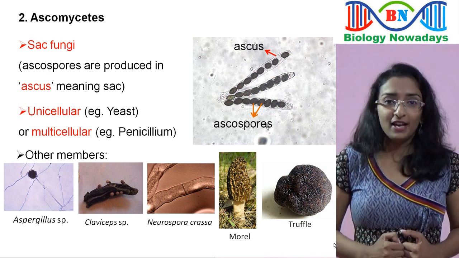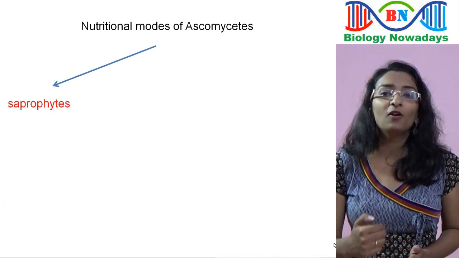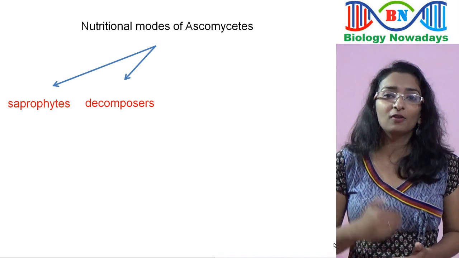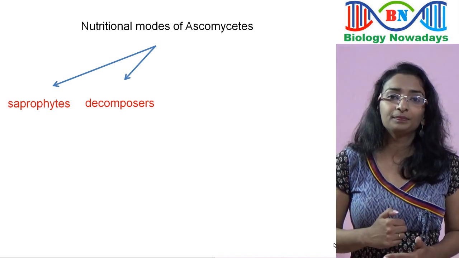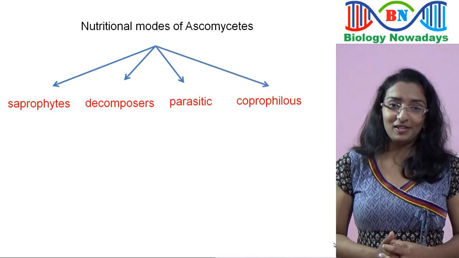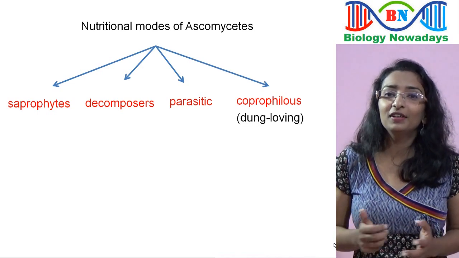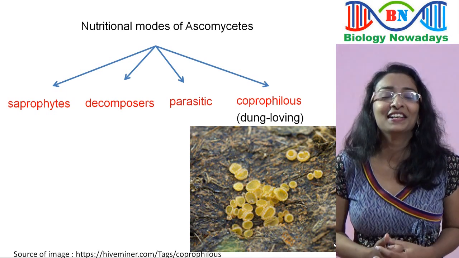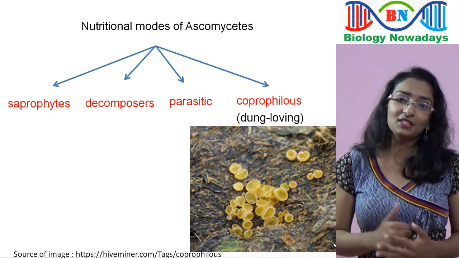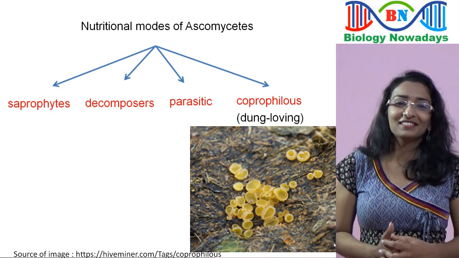According to the nutritional modes of Ascomycetes, they can be divided into saprophytes that feed on dead organic matter, decomposers that break down complex organic matter into simpler forms, parasitic fungi that depend on living organisms, and another group, coprophilous fungi. The word coprophilous means dung-loving. These fungi live in animal dungs. Sounds strange. The secret here is animal dungs provide an environment rich in nitrogenous material and there is minimum competition from other organisms. I think they are brilliant.